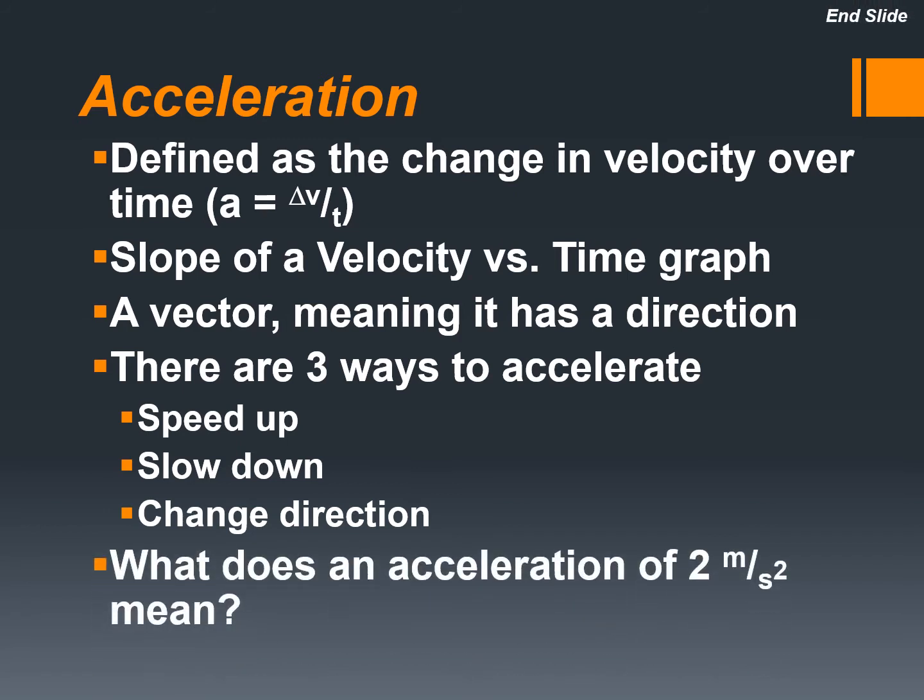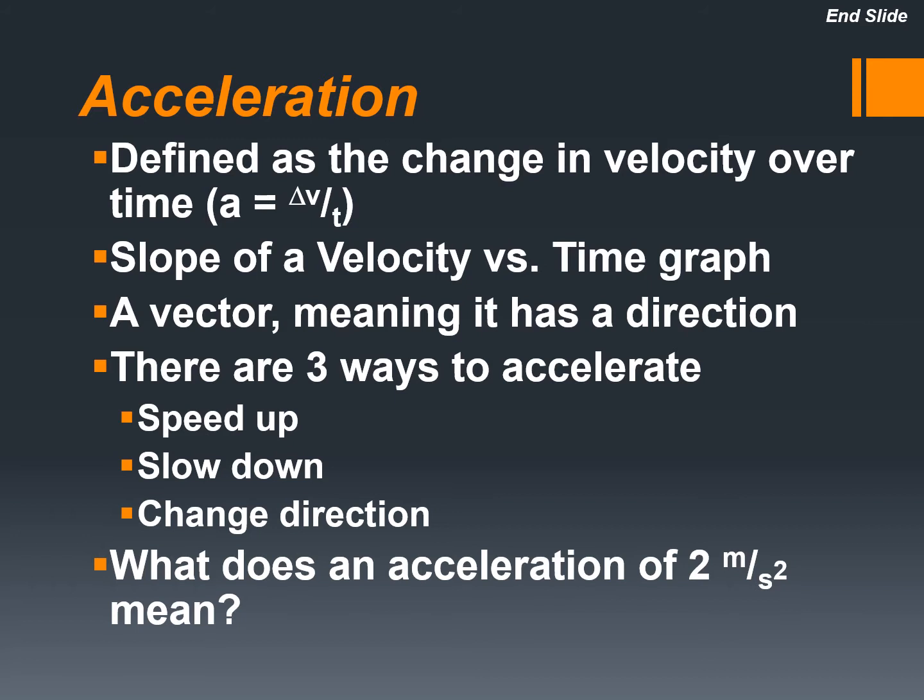So what does it mean to have an acceleration of 2 meters per second squared? Well, another way of thinking about 2 meters per second squared is 2 meters per second, per second. And since acceleration is change in velocity over time, then that means you are changing your velocity by 2 meters per second every second. Now that's positive 2 meters per second squared.